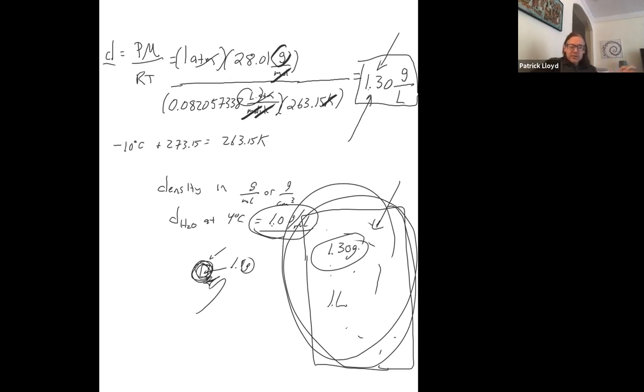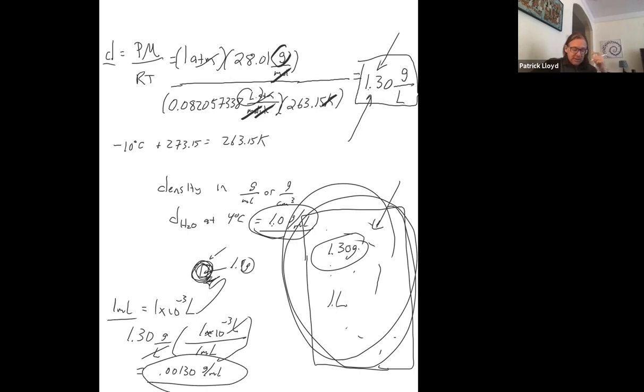So if you wanted to put it per milliliter, we just say 1 milliliter is 1 times 10 to the minus 3 liters, right? Milli is 10 to the minus 3. So you'd say 1.30 grams per liter, and then 1 times 10 to the minus 3 liters, right? So you want the liters to cancel over a milliliter. So you'd be multiplying that by 10 to the minus 3, and you have 0.00130 grams per milliliter, right? So now you can compare it to the water. This carbon monoxide has a density of 0.001 as opposed to 1 for liquid water. Okay, so there you go.